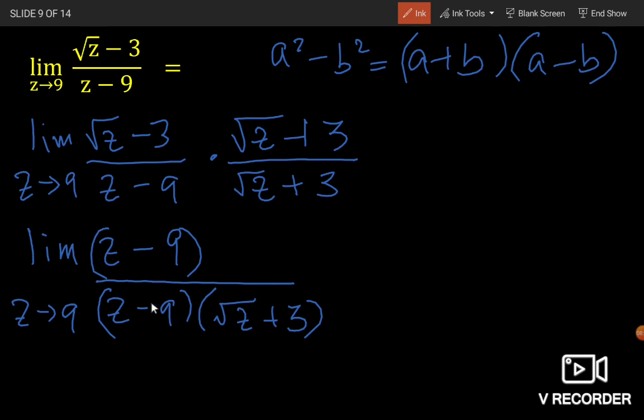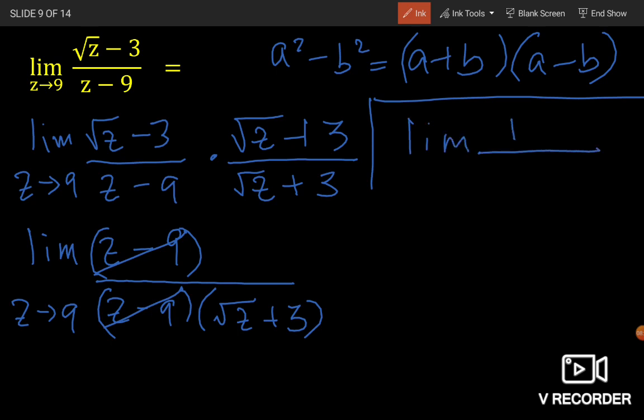Now, as you can see here, these two terms cancel. It leaves you now with the limit of 1 over square root of z plus 3 as z approaches 9.